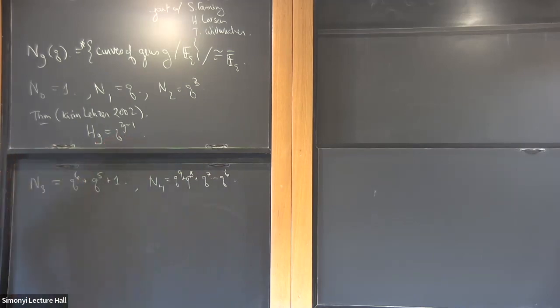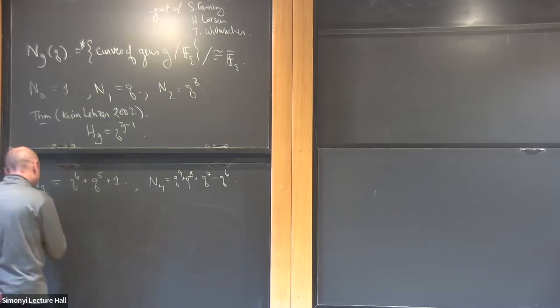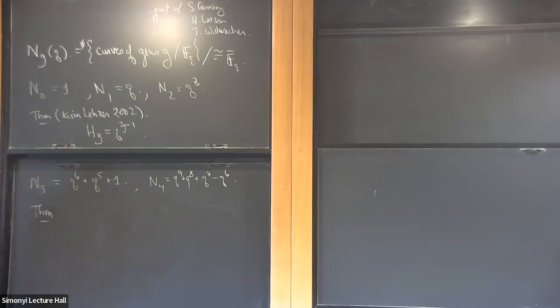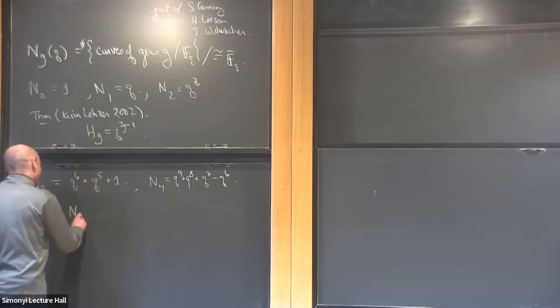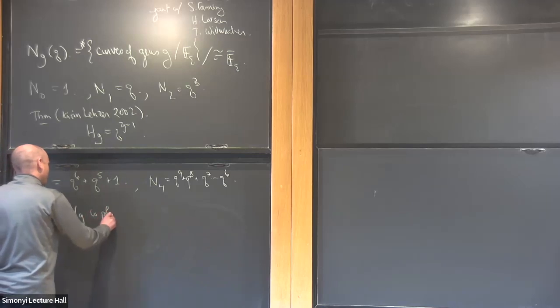2 times 4 minus 1, hyperlink. Okay, so nevertheless, we can say things about this function. So this is a theorem we posted just a few months ago. So here's the theorem. So N_g is polynomial.